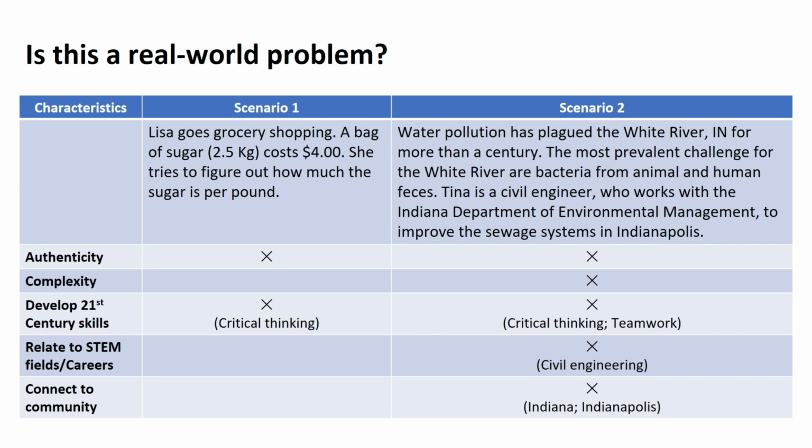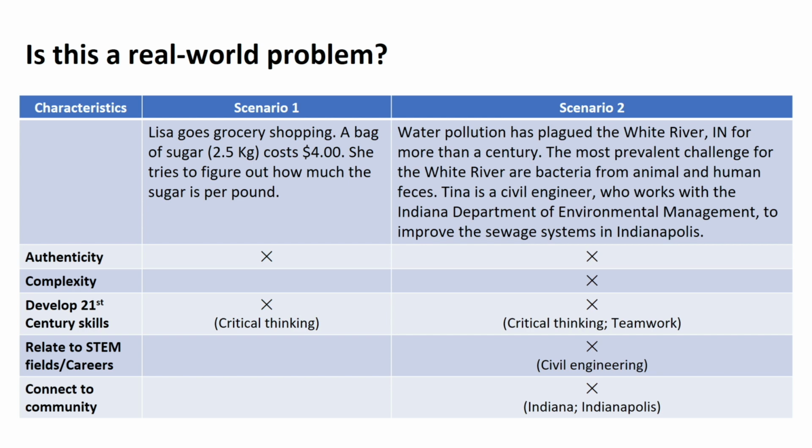Scenario two, a little longer, and you'll see how we did this to bring out these different layers. Water pollution has plagued the White River in Indiana for more than a century. And the most prevalent challenge for the White River is bacteria from animal and human feces. Tina is a civil engineer who works with the Indiana Department of Environmental Management to improve the sewage systems in Indianapolis. Is this an authentic problem? Is it real? Certainly it is. Something that has been around for a number of years and will continue to be a challenge as we work through this type of impact of animals and humans on the environment.